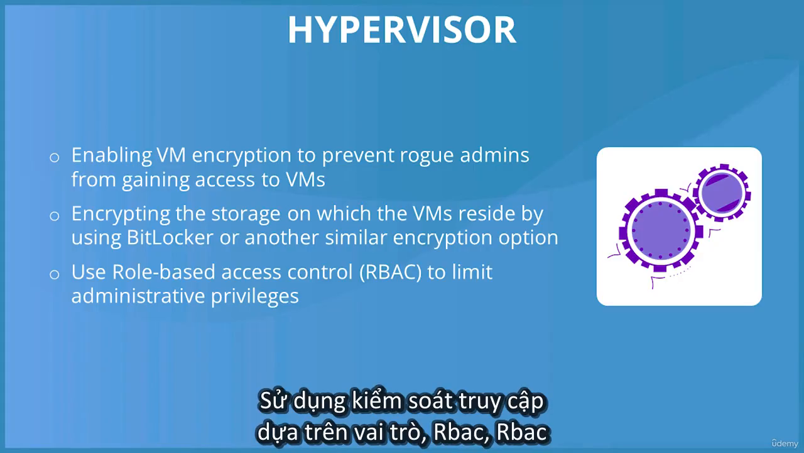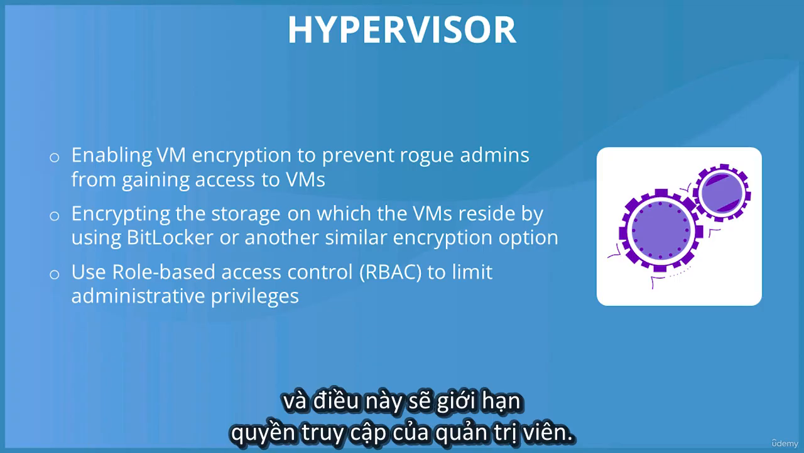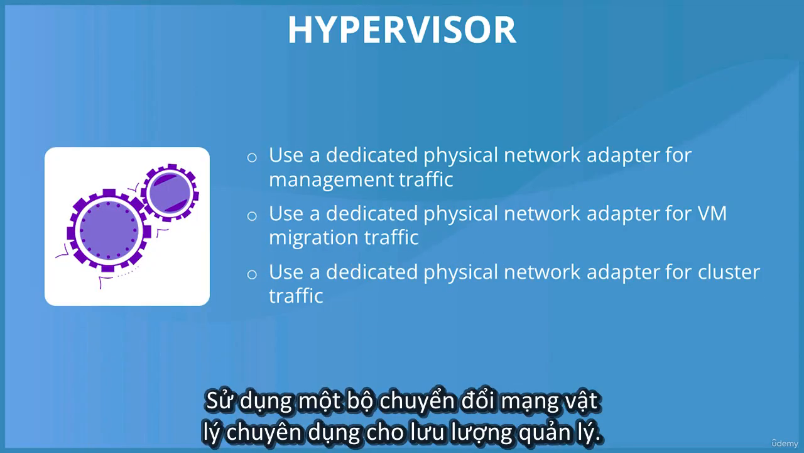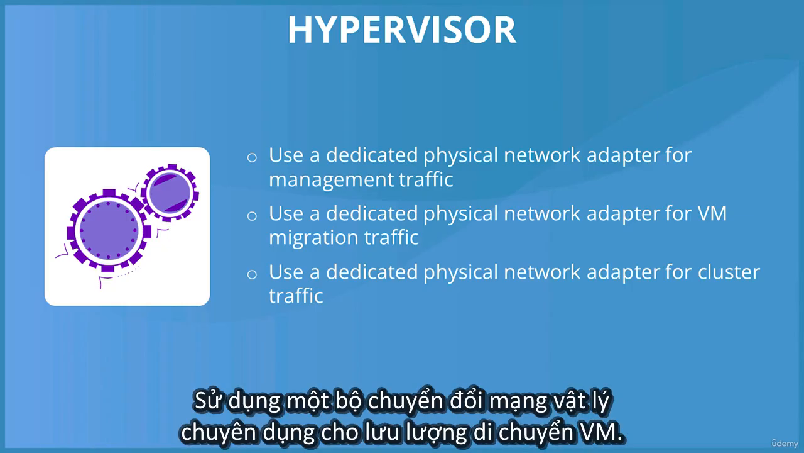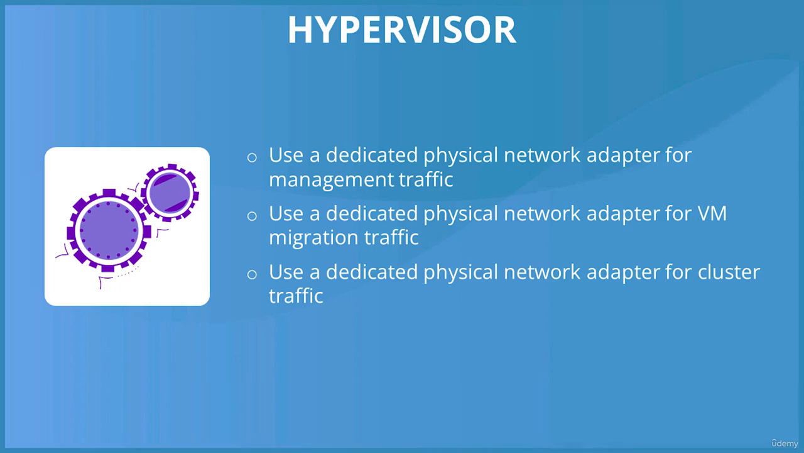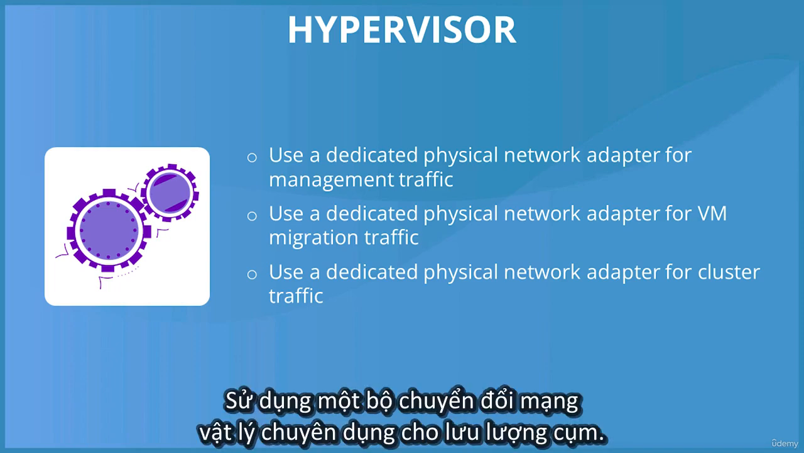Using role-based access control, RBAC, and this will limit administrative privileges. Use a dedicated physical network adapter for management traffic. Use a dedicated physical network adapter for VM migration traffic. Use a dedicated physical network adapter for cluster traffic.